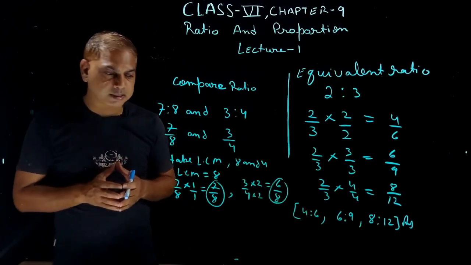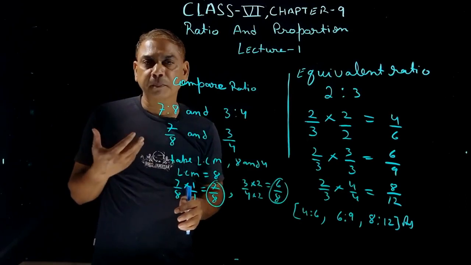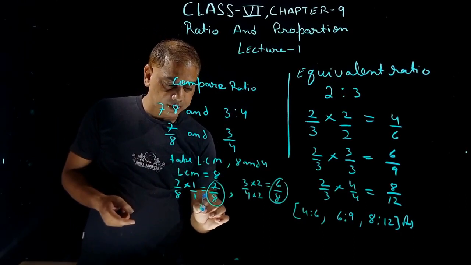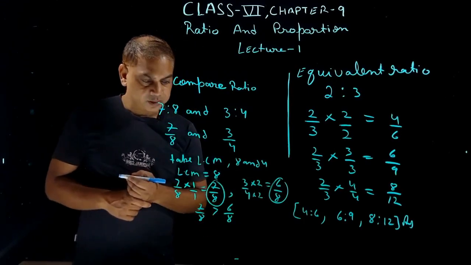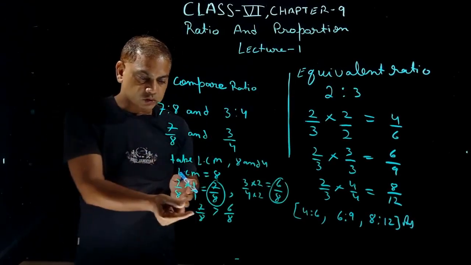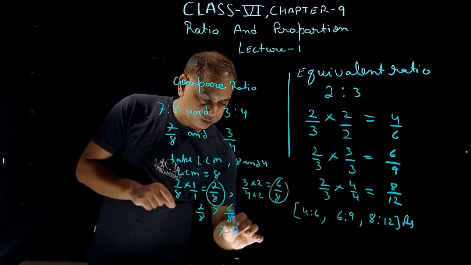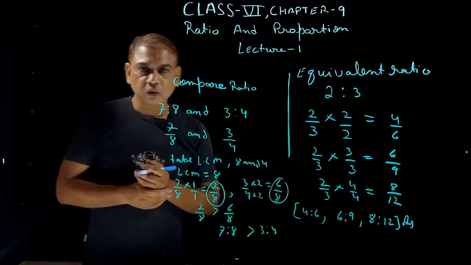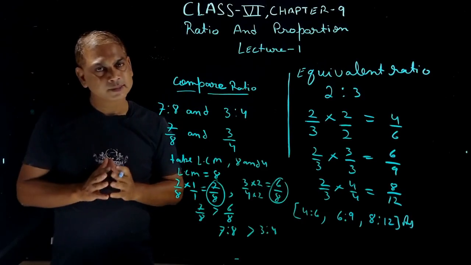So which one is greater? When denominators are equal, a fraction with bigger numerator is bigger. So you can easily check 7/8 is greater than 6/8. Right students? 7/8 is greater than 6/8. So where did we get 7/8 from? 7/8. So ratio 7:8 is greater than 3:4. Okay students, that's how you will compare given ratios. Clear students?